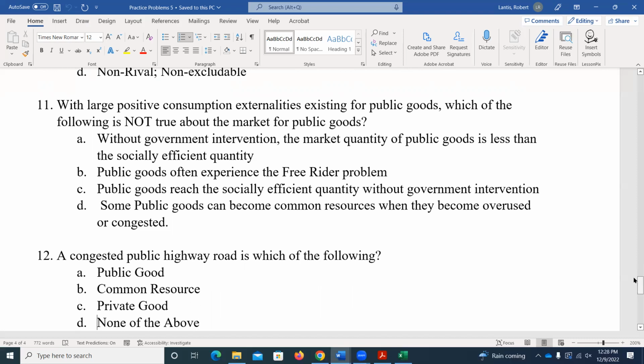So which of the following would not be true? The first one: without government intervention, the quantity of the public good is less than the socially efficient quantity. We actually already said that earlier, right? It is. We have a shortage when we have positive externalities. So that one's okay. Public goods often experience the free rider problem.